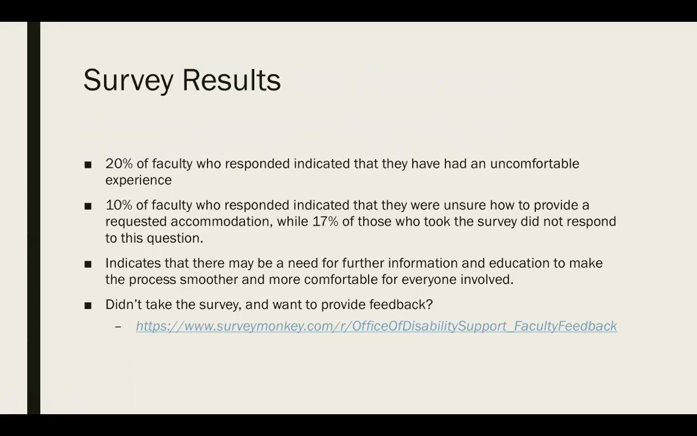Another 10% of faculty who responded indicated that they were unsure of how to provide a requested accommodation. And then an additional 17% of those of you who took the survey didn't respond to that question. I'm certainly not calling anybody out who didn't respond, but I do think it's important to note that almost 20% of people chose not to answer this particular question, which leads us to believe that perhaps there are more than just 10% of people who were unsure of how to provide certain accommodations. And that to me just indicates that there's a need for further information and education. This will make the process much smoother and more comfortable for everybody involved, and ensure that everyone's really on the same page.